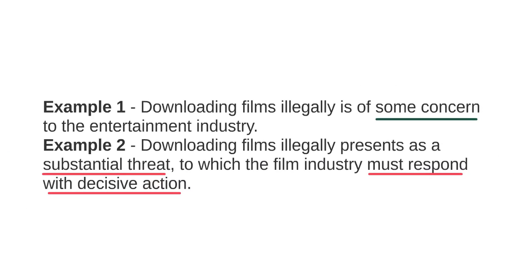The second example, downloading films illegally is of some concern to the entertainment industry. Some concern makes it sound less serious. In example 2, downloading films illegally presents as a substantial threat to which the film industry must respond with decisive action.